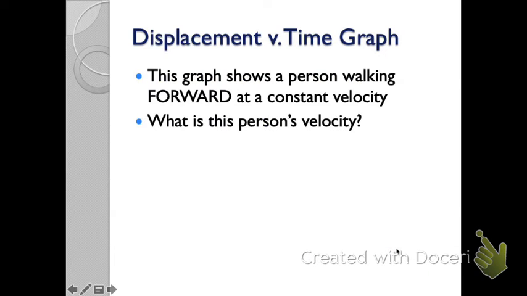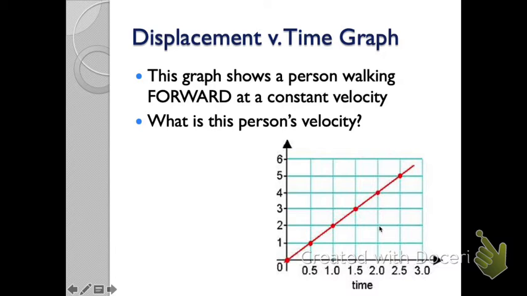All right. The graph that I've showed you here is someone that's moving forward at constant velocity, right? Constant velocity because it's a straight line. So we want to calculate what is this person's velocity? Right? Let's calculate what it is. Okay, on the y-axis is displacement. And we're going to say that it's measured in meters. Time is on the x-axis. We're going to say it's measured in seconds.